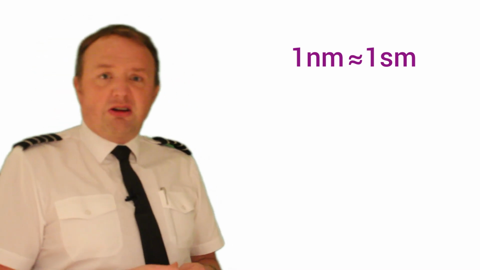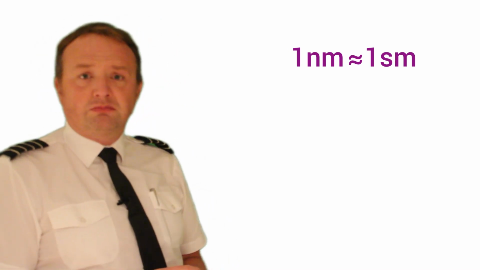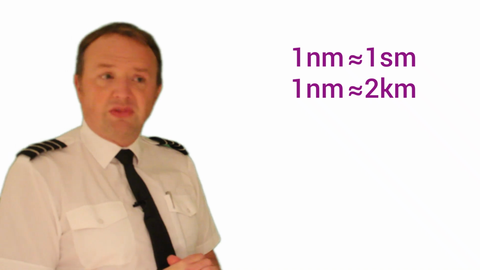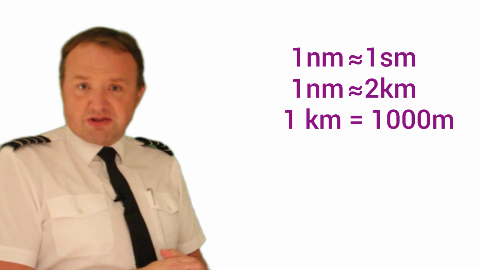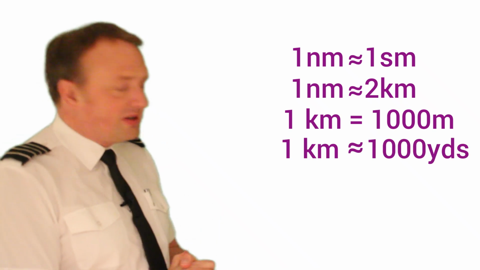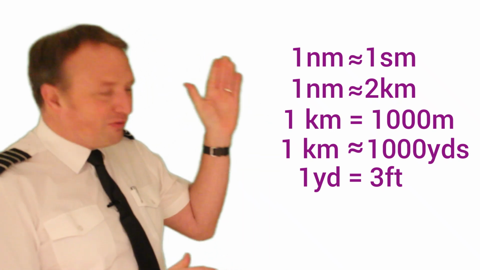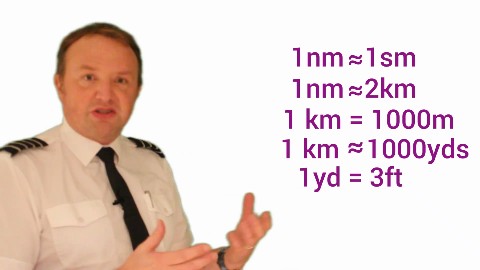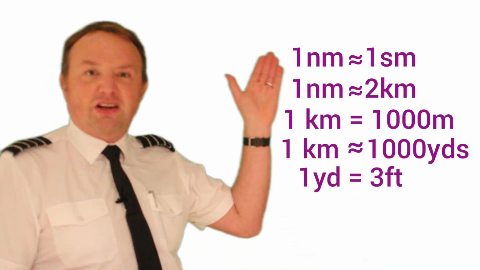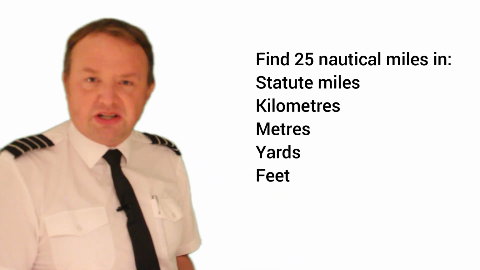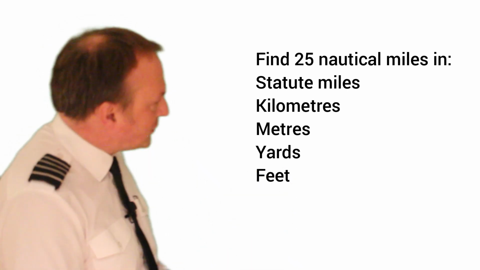So, some basic conversion factors. A nautical mile is very roughly a statute mile. A nautical mile is also, very roughly, 2 kilometres. A kilometre is 1,000 metres, that's a given. Therefore it is very roughly 1,000 yards. And a yard is 3 feet. That's pretty much all you have to know to be able to convert between these measurements using the CRP5. A basic understanding of roughly the number you're looking for, and then you can use the CRP5 to actually calculate the accurate answer. Let's look at a few of these in action.